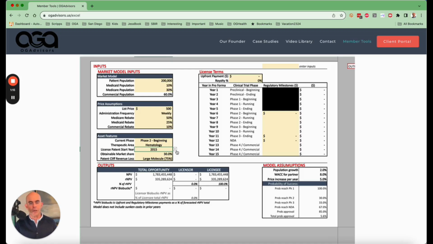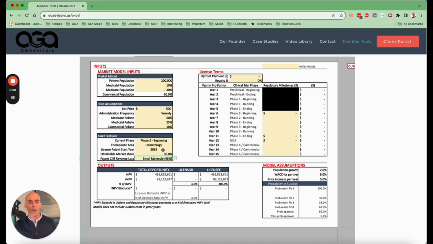And the last thing that you need to think about is when was your license granted? That's because we need to calculate the patent revenue cliffs. The way that it works is that pharmaceutical companies know that once the patent expires, they should expect, if it's a small molecule, up to 95% of the revenues to go away. And even for large molecules, for generics, it could be a fairly dramatic revenue cliff there.